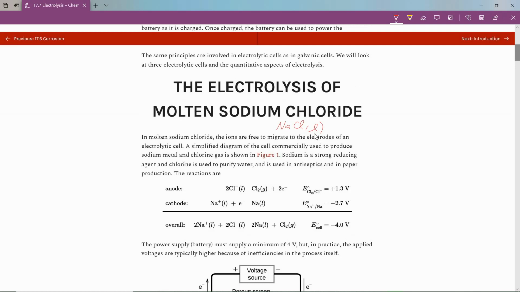In molten sodium chloride, the ions are free to migrate to the electrodes of an electrolytic cell. We have a simplified diagram used to produce sodium metal and chlorine gas by using electricity to break it apart. When you see the word lysis, it means breaking things apart in many cases. So sodium is a strong reducing agent, and chlorine is used to purify water and is used in antiseptics and in paper production. So that's all important.